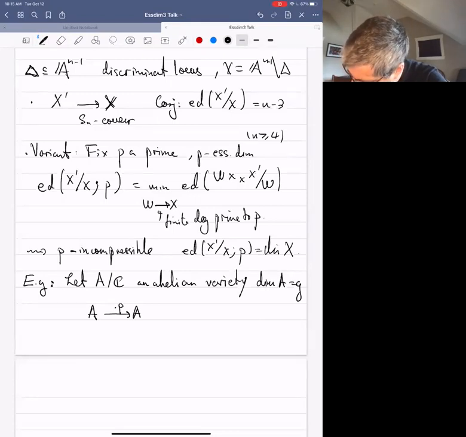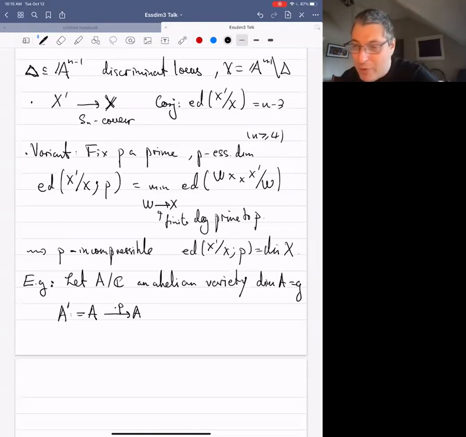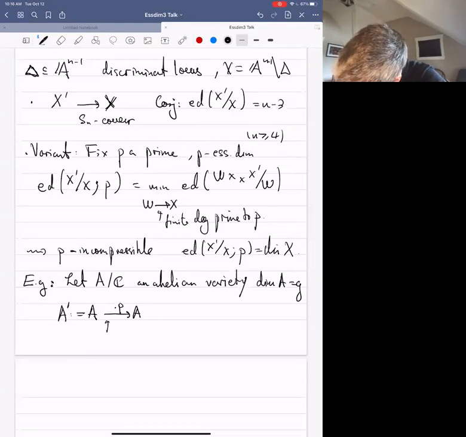on the abelian variety. And so I can think of the abelian variety as a cover of itself using this multiplication by P map. When I do that, just to distinguish, I'm going to call the source of the map A prime. So A prime is again equal to A, okay? It's a covering of A itself, right? So this is a cover with group Z mod PZ to the 2G.